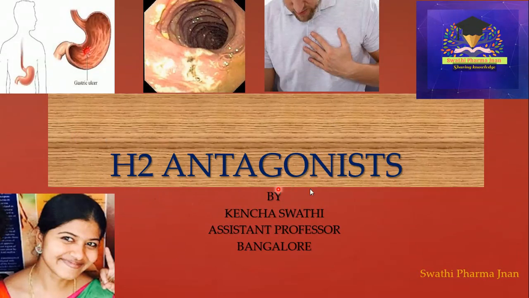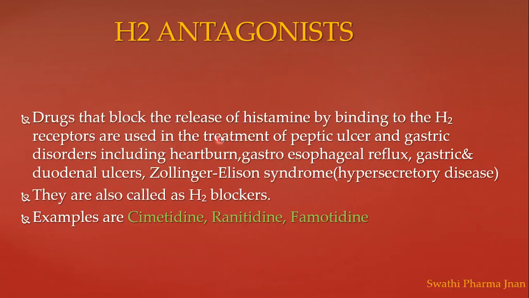Today's topic is H2 antagonists, also called H2 blockers, and this topic is there in B Pharmacy 5th semester. Coming to the definition, drugs that block the release of histamine by binding to the H2 receptors are used in the treatment of peptic ulcer and gastric disorders. So the drugs or chemical agents that block the binding of histamine to the H2 receptors and are used in the treatment of peptic ulcer are called H2 antagonists.